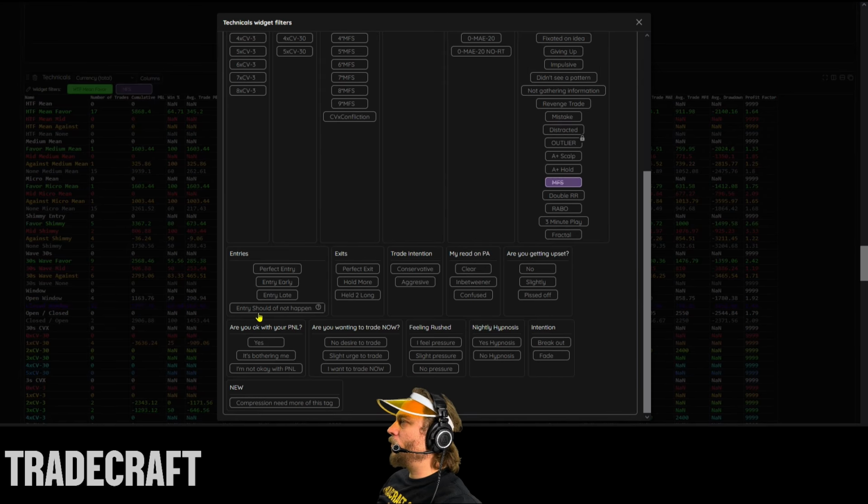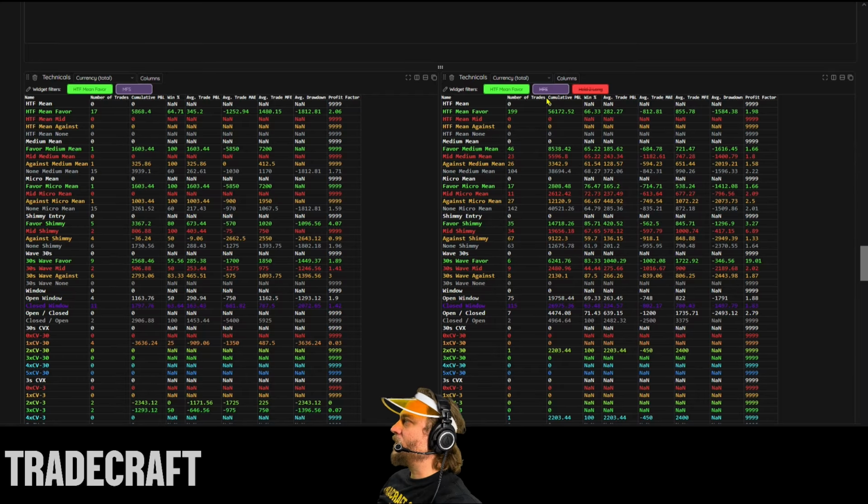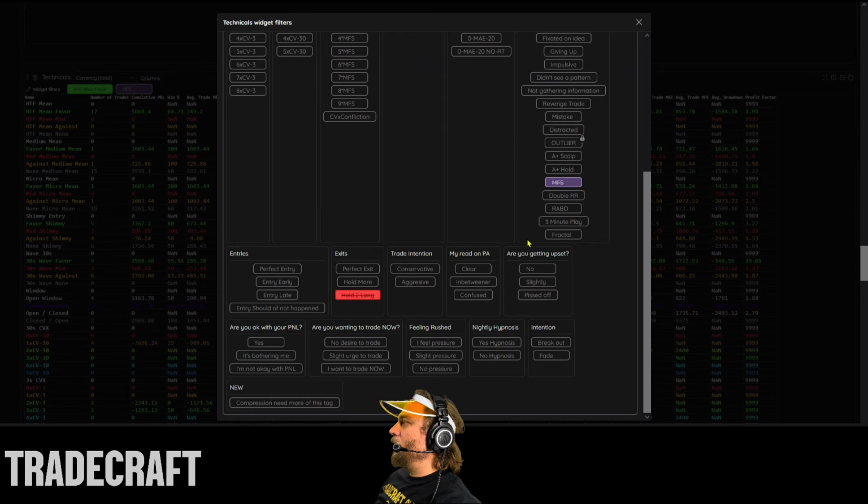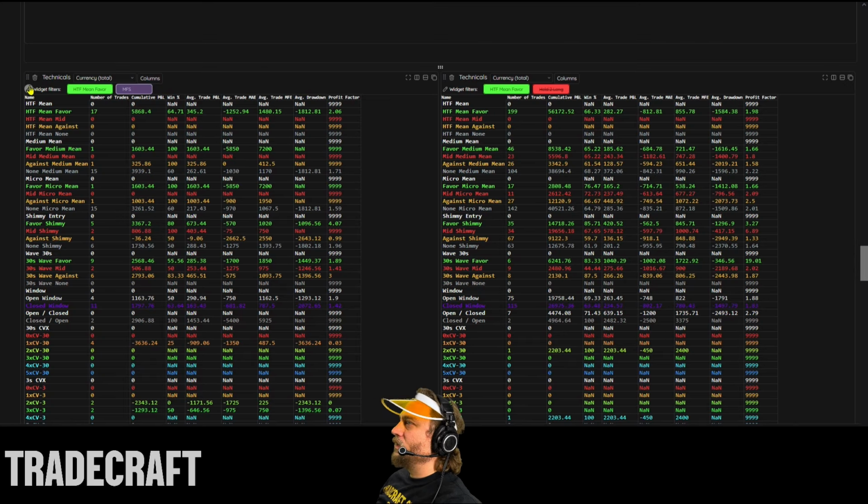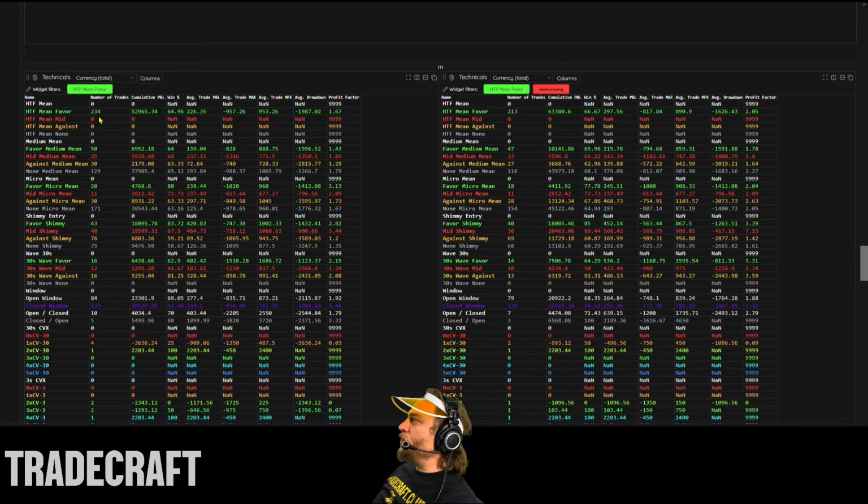So where is that tag? Right here. So I'm saying remove held too long. What happens to the statistics? So up here on the widget level, we can see that this actually has multiple factors of support in here. We need to remove that tag. There we go. So 234 trades, and this is removing the held too long.